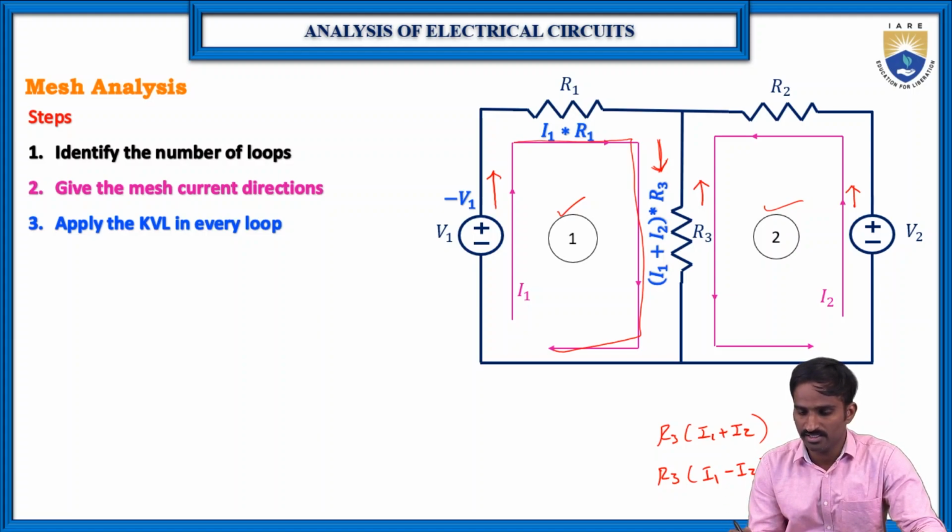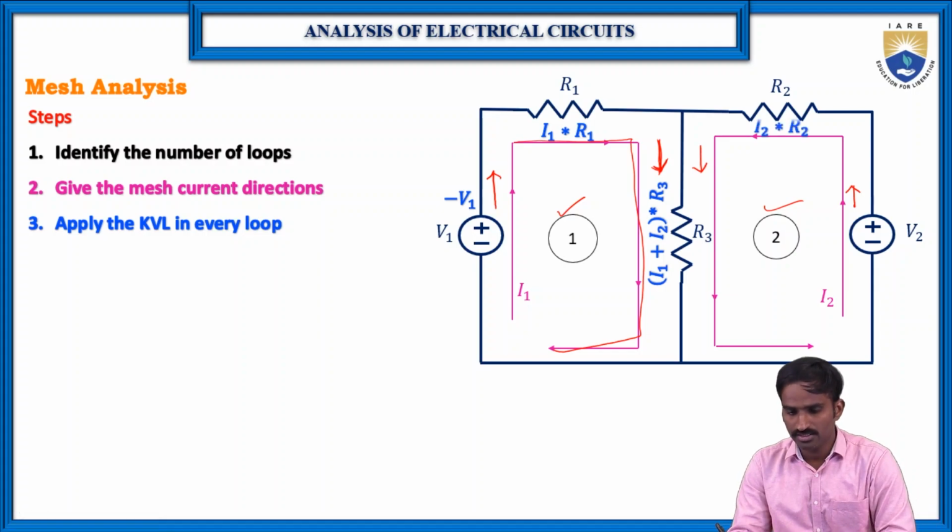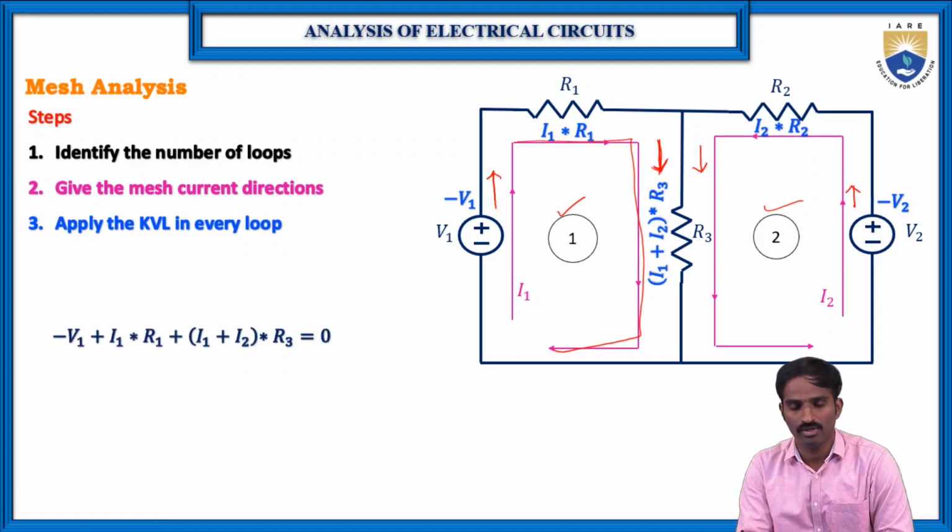But in this particular network, both I1 and I2 are flowing in the same direction through R3, because I1 is in this direction, and I2 is also in the same direction. So that's why here it is R3 into I1 plus I2. Then next, R2: the voltage across R2 is equal to I2 into R2, and let us consider this is minus V2. Again, with respect to loop 2, the voltage across R3 is equal to I1 plus I2 into R3.